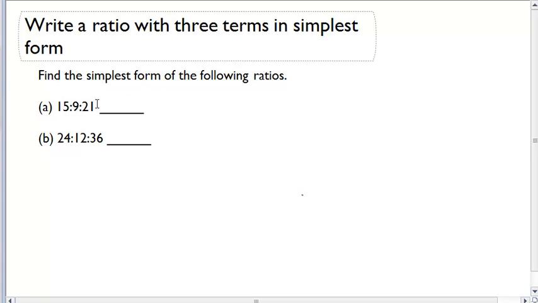Now we have 3 terms. It's going to be a lot more difficult to put 3 terms into a fraction because fractions only have 2 terms, so we really can't do that. But what we can do is a similar procedure of dividing by a common factor.